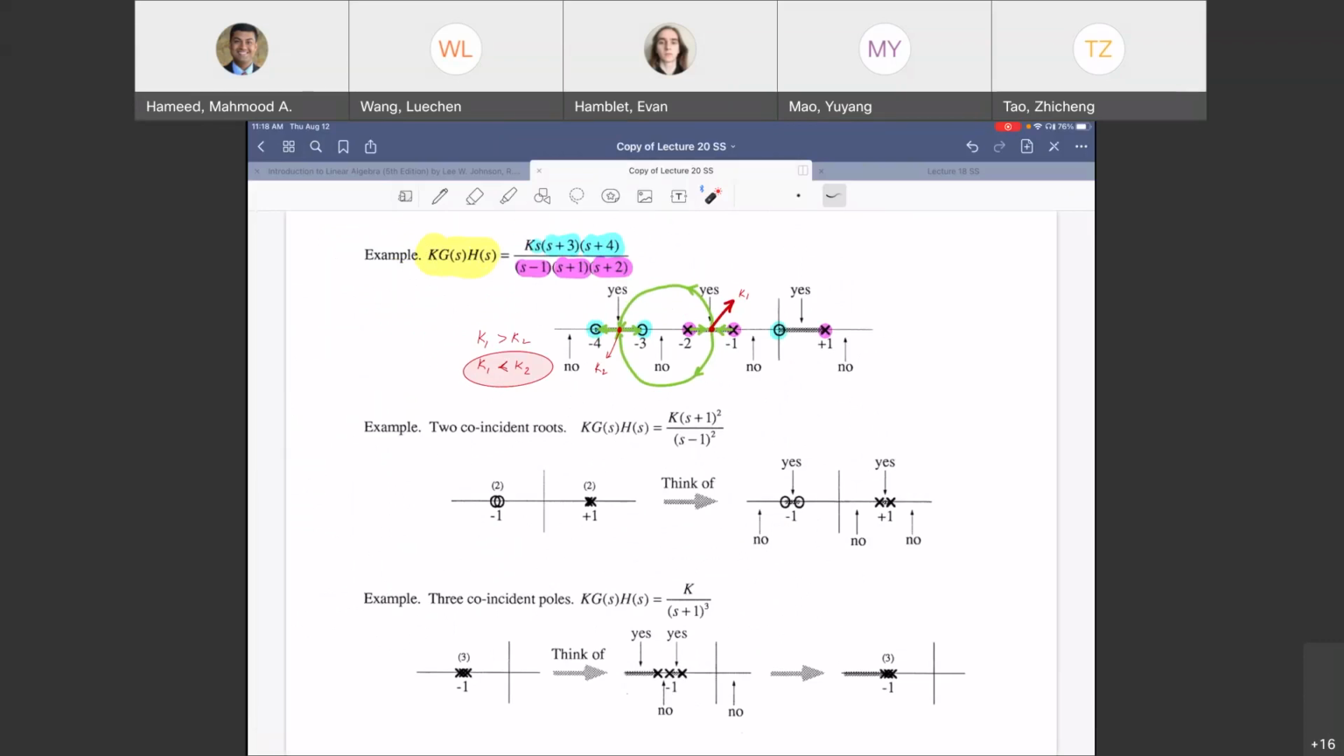So what are you doing? Let's just try to start developing a strategy here. Given a loop transfer function, first I will mark my poles and zeros. Then I will mark my root locus on the real axis. Then I will start using my other criteria. Yeah, so you just try to visualize them with some separation and then apply no, yes, no, yes.